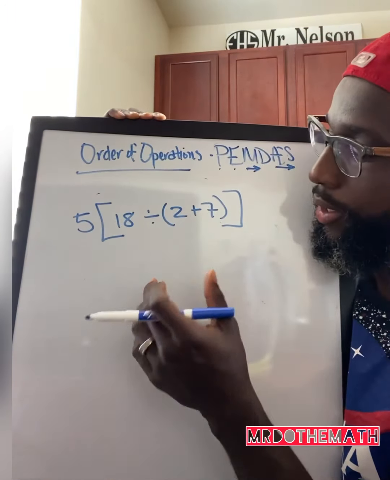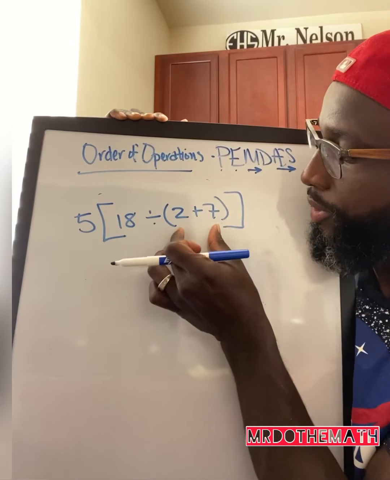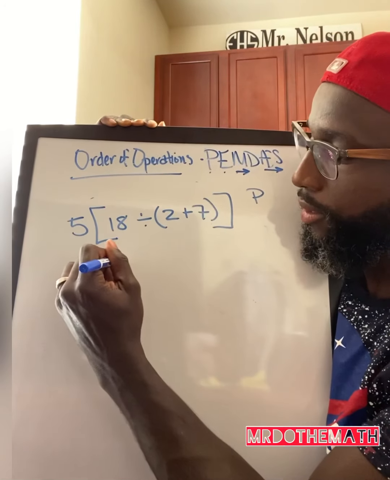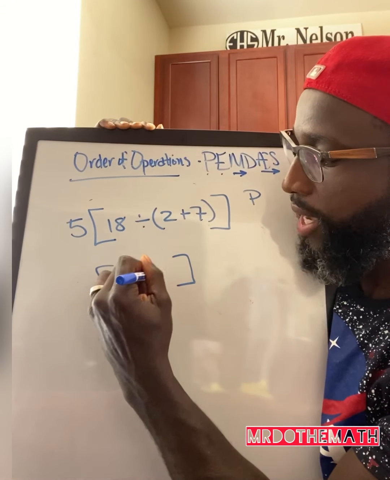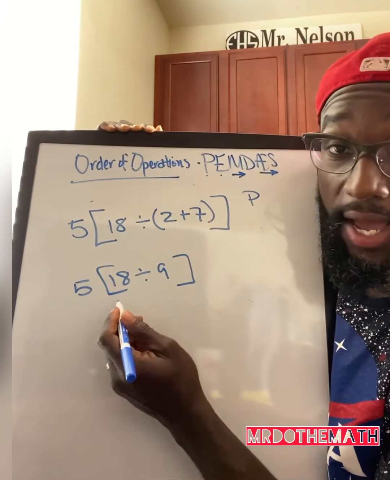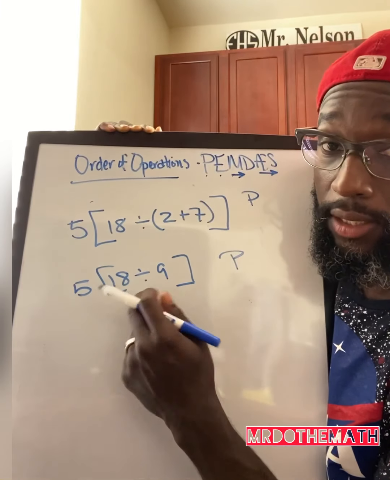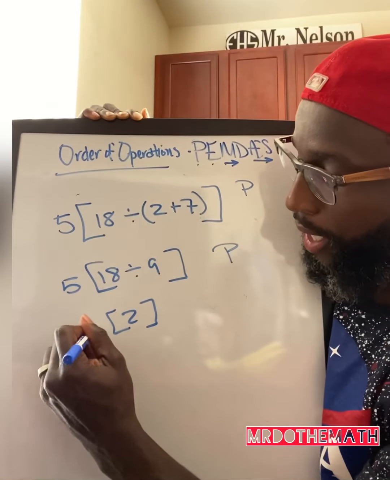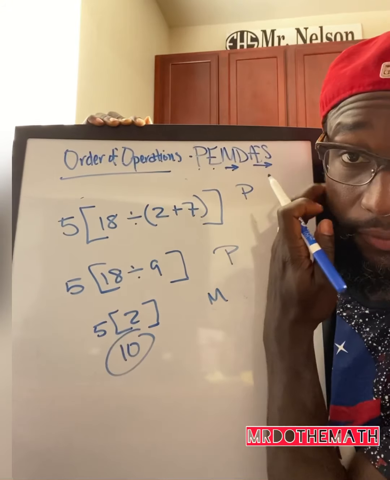What you do is you do parentheses first. Within the brackets, you work out the parentheses, which will be these. So it'll be 2 plus 7, which is 9. So let's rewrite everything. So we're going to have 5 times the quantity of 18 divided by 9, right? Again, we have grouping symbols, so we're going to work these out once more. 18 divided by 9, which is 2, right? And bring that 5 down, and finally we have multiplication. 5 times 2 gives us 10, right?